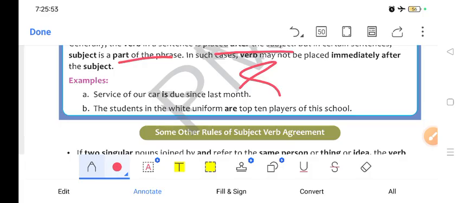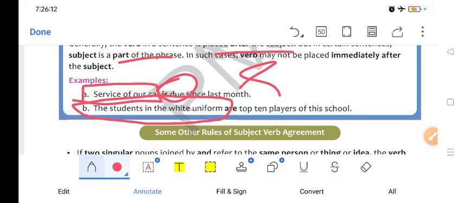For example, service of our car is due last month. The students in the white uniform are top 10 players of this school. So this is the phrase, service of our car. So the verb you can see here, right? The students in the white uniform, this is a phrase, noun phrase.